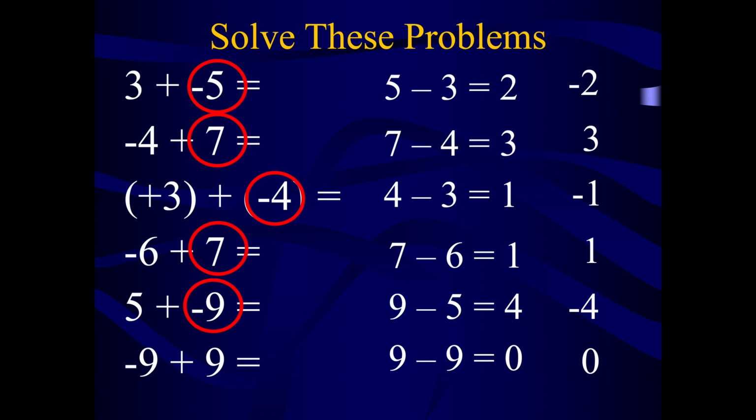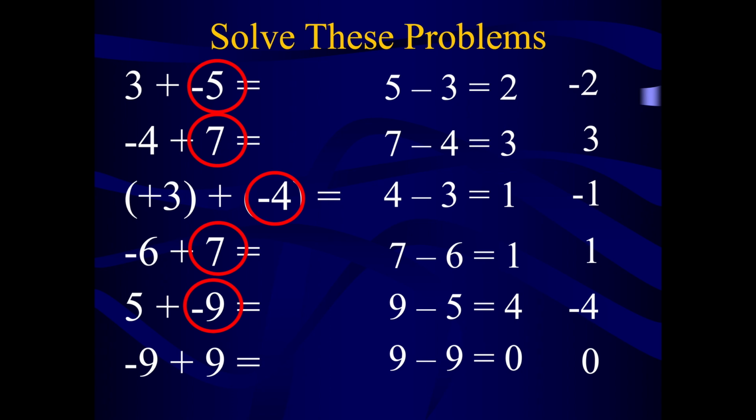Let's look at how this was done. On the first one, the larger number is 5, and we subtract the smaller number 3, leaving us 2, and then we add the sign of the larger number, which is negative, so our answer would be negative 2. On the second problem, the larger number is 7. It's not negative, so we know it's going to be a positive number, and when we subtract 4 from 7, we get the answer 3.